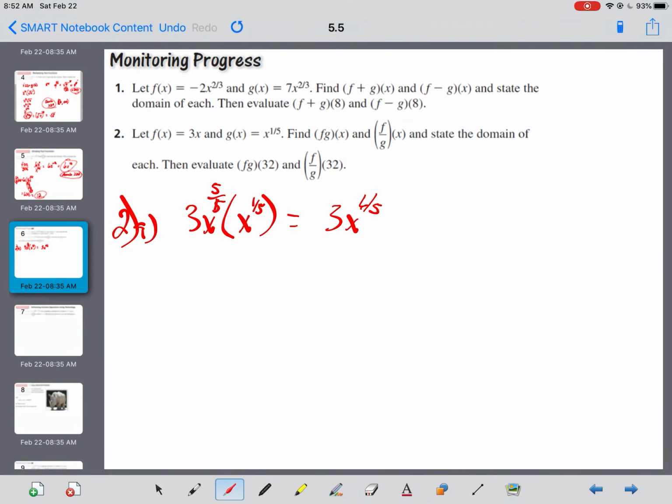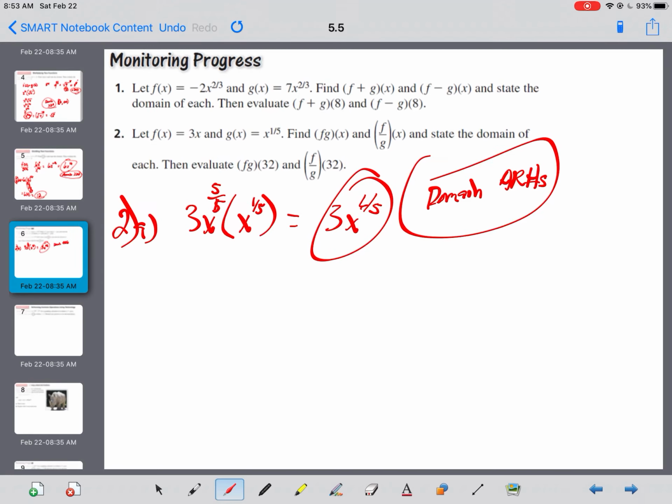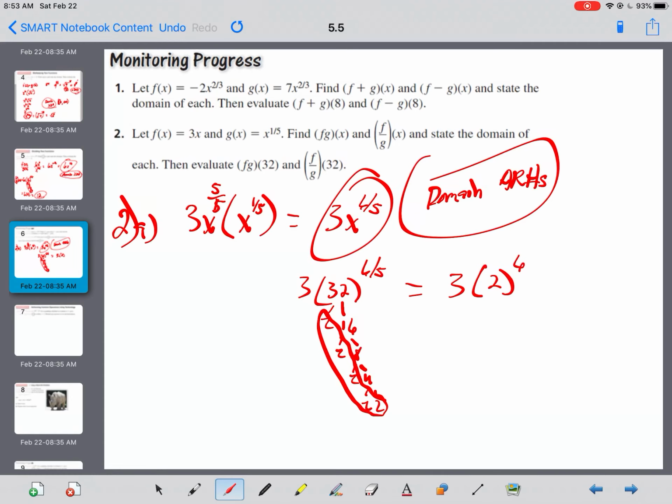Okay, and then we have to evaluate it for 32. Oh, we have to do the domain. It's an odd root, so it can be any number. So my domain is all real numbers. So I got that, and I got that. And now we're going to do 3 times something to the 6/5, and we're going to do 32. 2 and 16, 2 and 8, 2 and 4, 2 and 2, 1, 2, 3, 4, 5 2s. So 3 times 2 to the 6th.